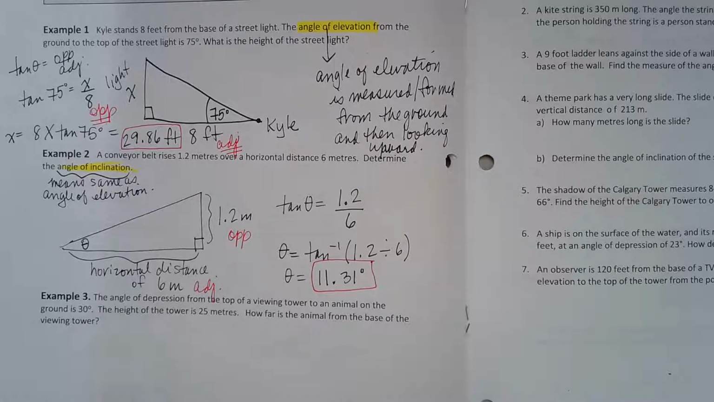So this would be 45. Half of 45 is like what, 22? And then half of 22 is 11. It's a really teeny tiny angle.